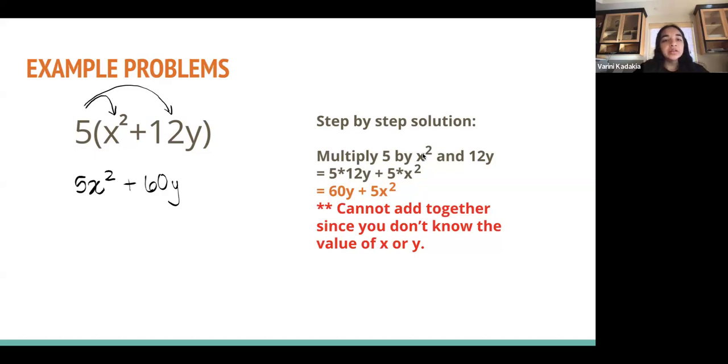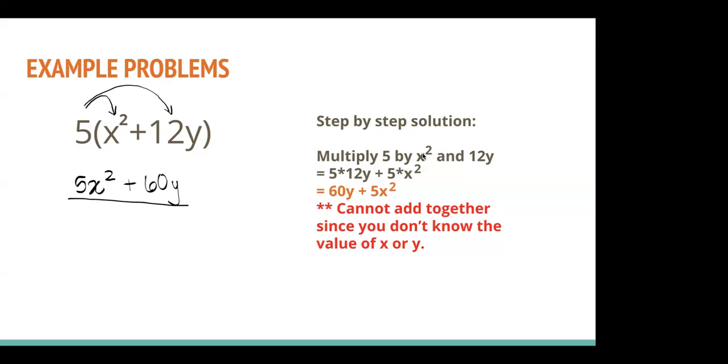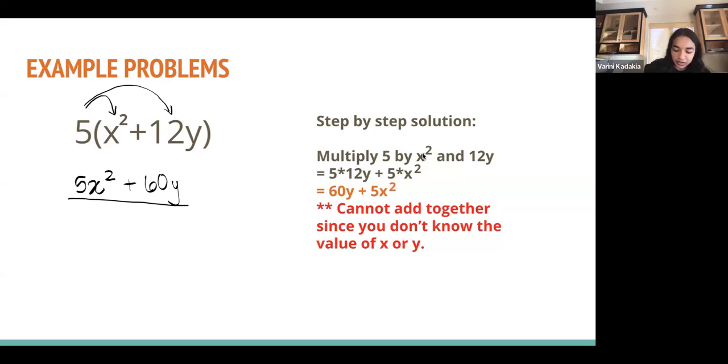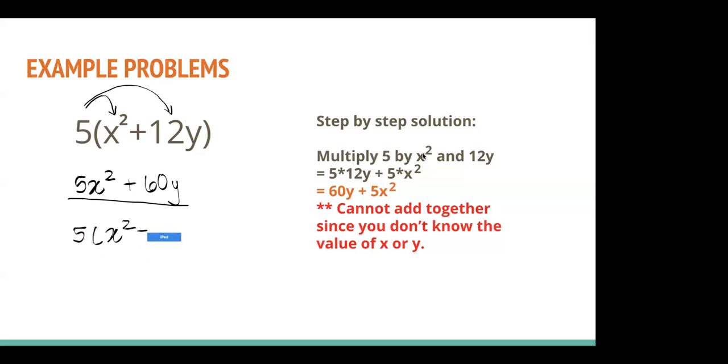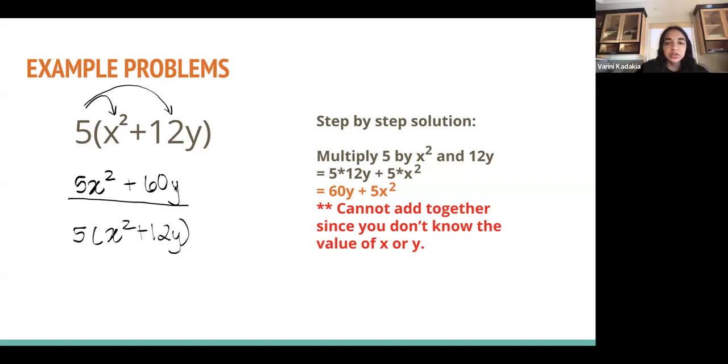Yeah, so basically this is just an expression. Because you don't know what it's equal to, you can't solve for anything. But you're right in the way that you can use another method to check if your answer is correct. So if we expand this and we get 5x plus 60y, we can factor this and check that we get the same answer as before. If we factor it, we can pull out a 5 again, and we'd get 5 times x squared plus 12y. So that's how we know that your answer is correct.